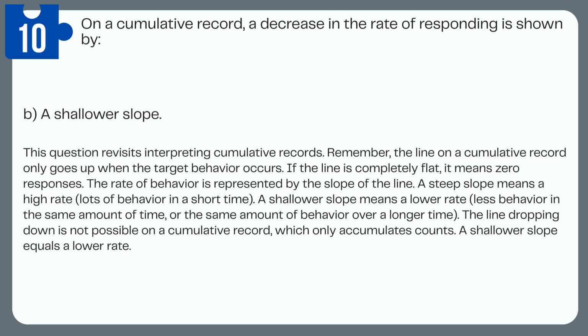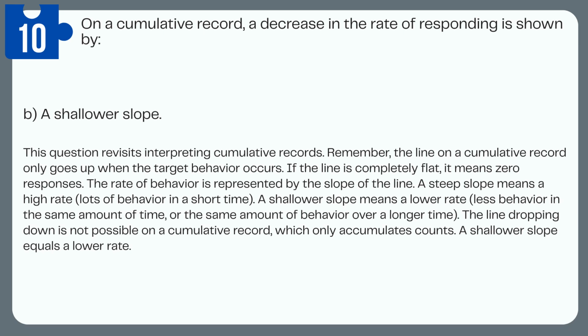Answer: B. A shallower slope. This question revisits interpreting cumulative records. Remember, the line on a cumulative record never decreases because it adds up the total count. A flat line means 0 responses. The rate of behavior is represented by the slope of the line.